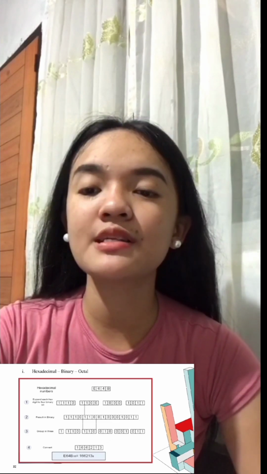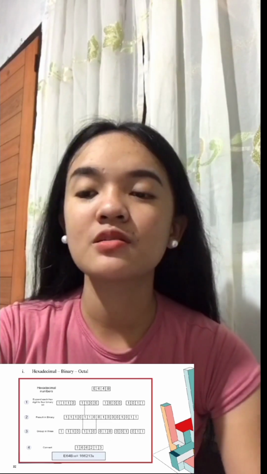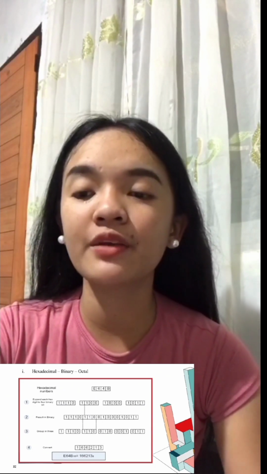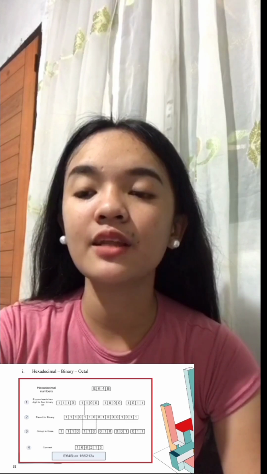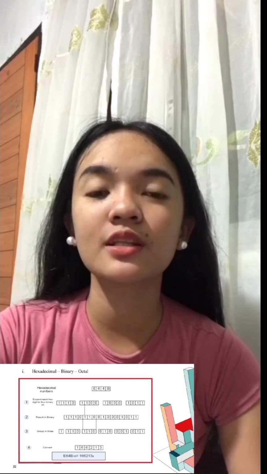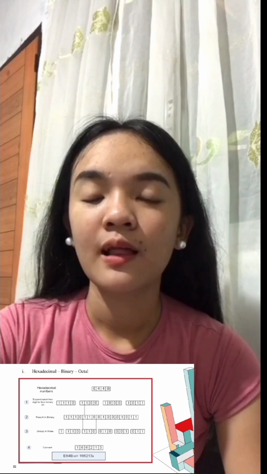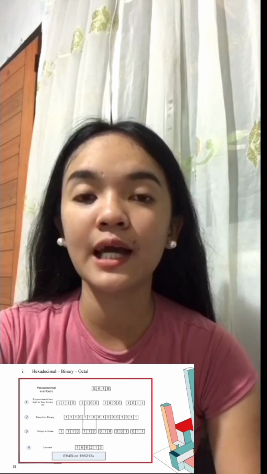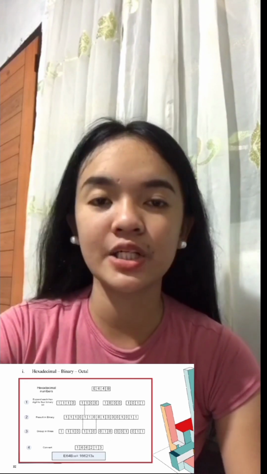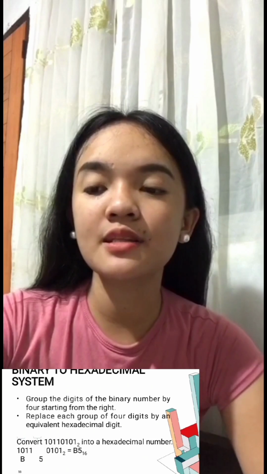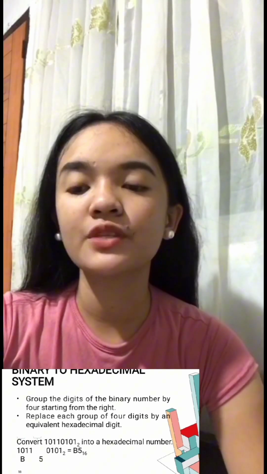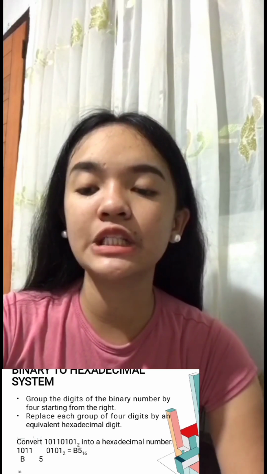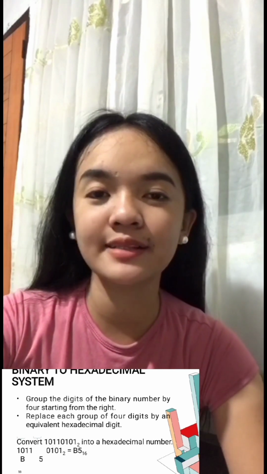So, hexadecimal number is E64B. So, dito sa una, expand each hex digit to 4 binary bits. So, yan. And then, next is, makukuha yung result in binary. So, next, i-group into 3, and then, i-convert na hanggang sa makuha yung pinakang answer. So, binary to hexadecimal system, group the digits of the binary number by 4 starting from the right. Replace each group of 4 digits by an equivalent hexadecimal digit.